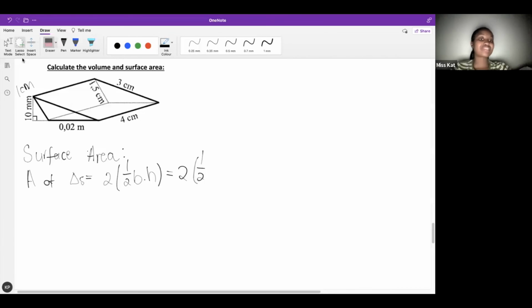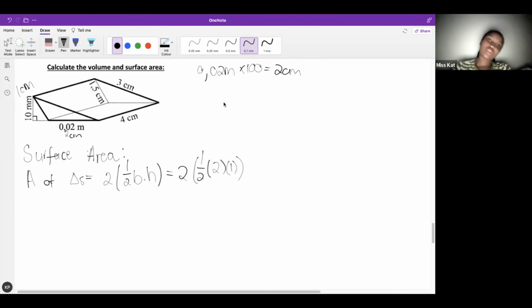I was like, wait, what? 0,02 meters. We times by 100. That's 2 centimeters. That's better. Okay. So the base is 2 and my height is 1. Why did we use this height instead of 1,5? Why did we use the 1 instead of the 1,5? Anybody know?